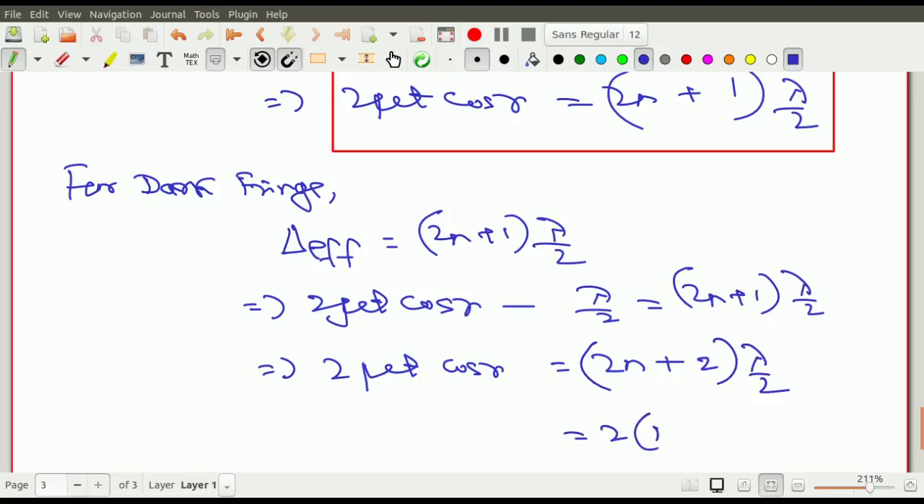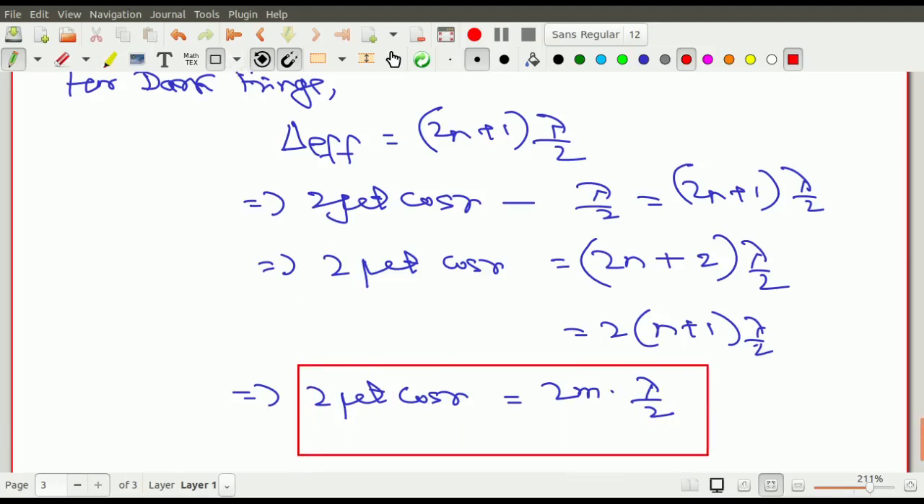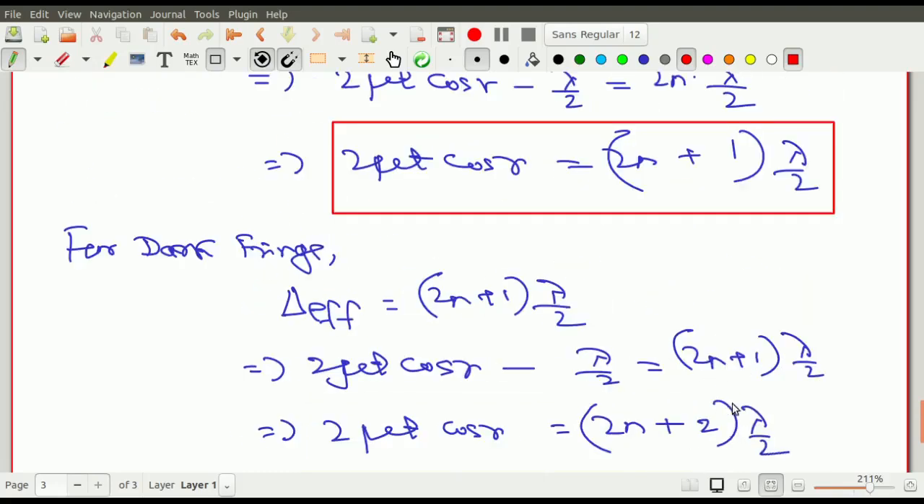I can take this common, n plus 1. So n plus 1 definitely gives me a new integer. So n plus 1 মানে একটা নতুন integer পাবো আমি. It is 2 mu t cosine of r is equal to twice m into lambda by 2. Okay, m is an integer. n is an integer. তাহলে n plus 1 করলে কি আসবে? একটা নতুন integer আসবে. You will get a new integer. So সেটাই লিখলে. So it is 2m into lambda by 2. So these are the two conditions for the dark fringe and the bright fringe.